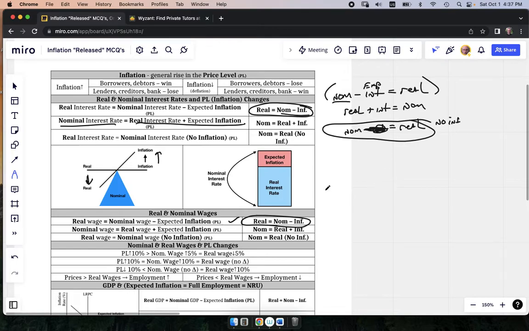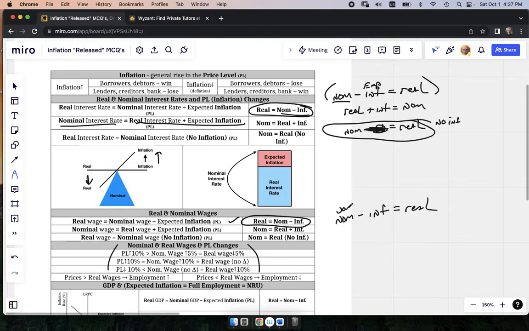All right, let's talk about wages here for a second because I like what I've got here. I don't like how it's organized, but I do like what I've got. And let's just sort of say it and see if it makes sense, understanding this formula. Nominal minus inflation equals real. Think of it with wages.